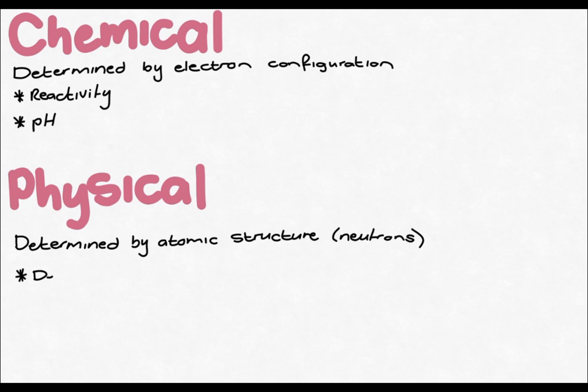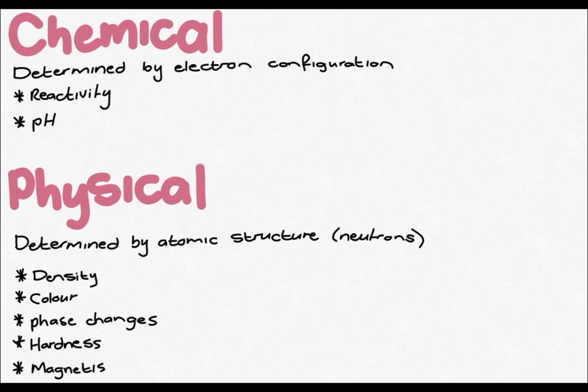If I look at physical properties, these are determined by the atomic structure, especially my neutrons. Now these are like density, color, phase changes like from liquid to solid and gas to liquid. Also my hardness, my magnetism, my conductivity and solubility, as well as the different states like solid, liquid and gas. Now these can be different between different elements, but they are also different between different isotopes of the same element.